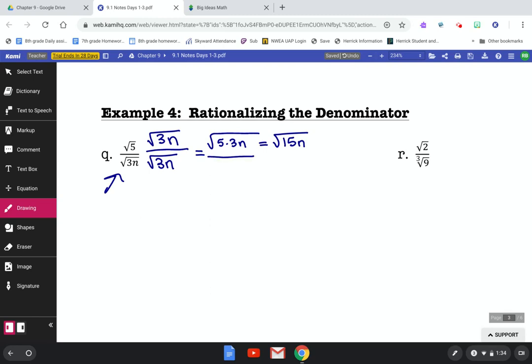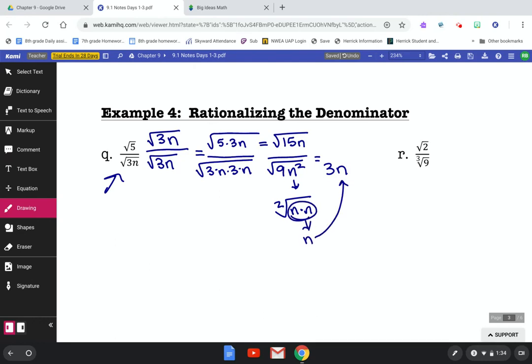On the bottom, and eventually you won't have to write it out this whole long way, you have 3 times n times 3 times n. So that's equal to 3 times 3 is 9, and n times n is n squared. The square root of 9 is 3. The square root of n squared is n, because remember there's a pair. N times n, it comes out if there's a pair, and it comes out as 1.